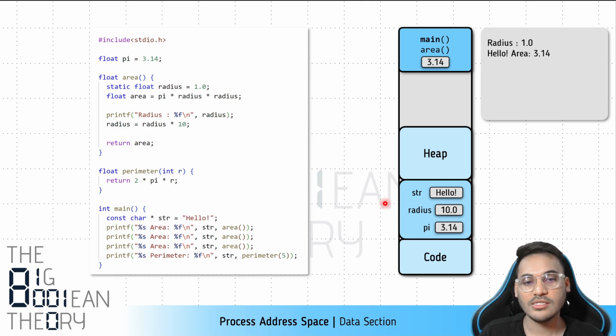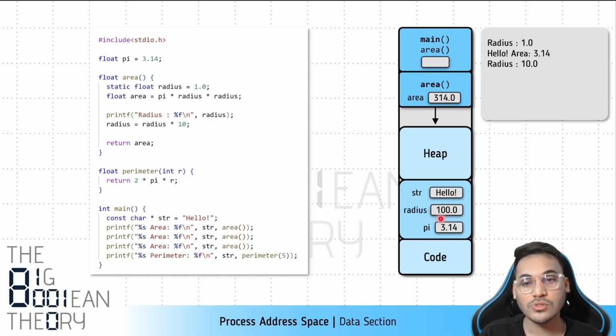So let's call the area function again, and this time the radius value that will be used is 10, right? So the area that will be calculated is 3.14 into 10 into 10, right? 3.14 into 100. So the area will be calculated as 314.0. We will again print the radius, which is 10, and return the value of area to the main function.